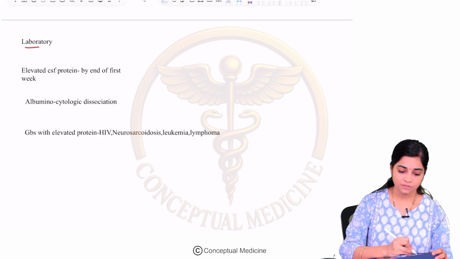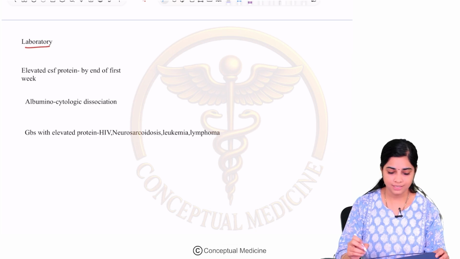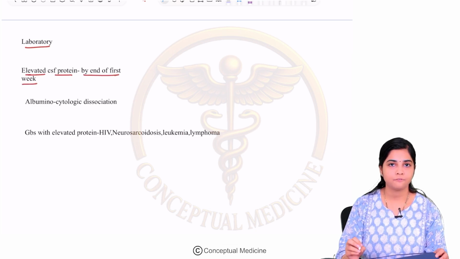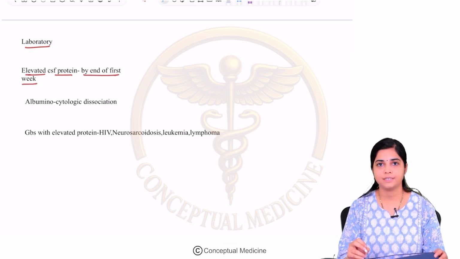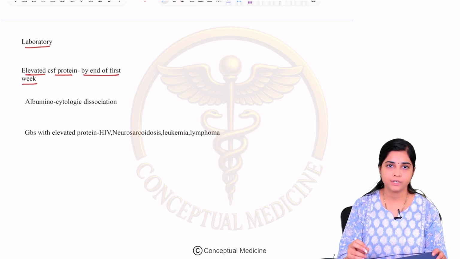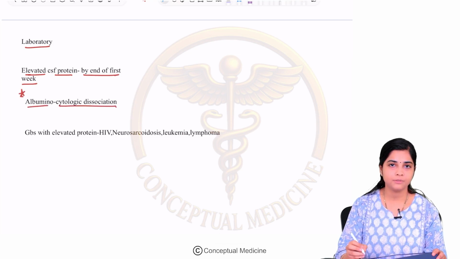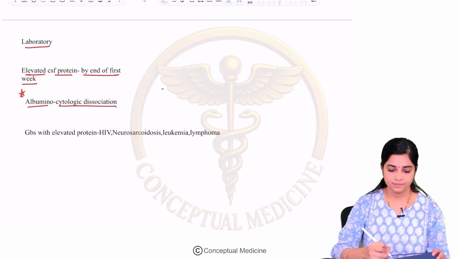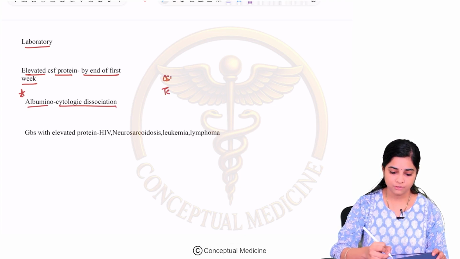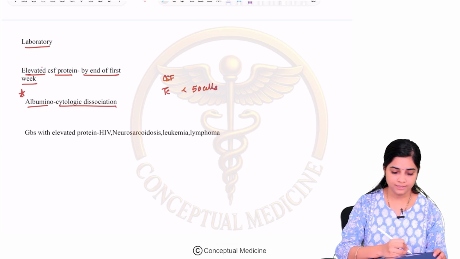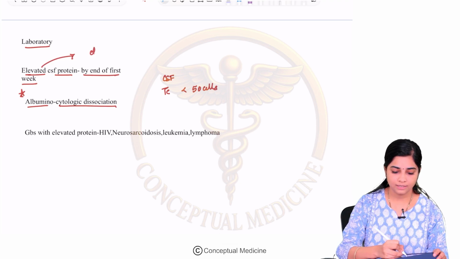So first, in your CSF findings, there will be elevated CSF protein by the end of the first week. And there is a characteristic feature that we call albuminocytologic dissociation. That means what? The CSF total count is usually less than 50 cells, but the proteins are elevated.